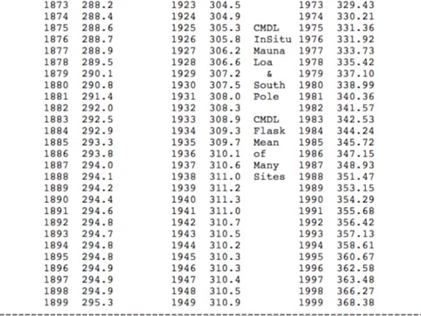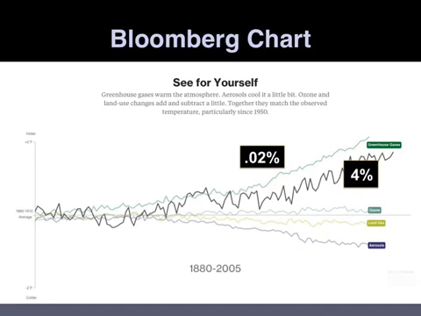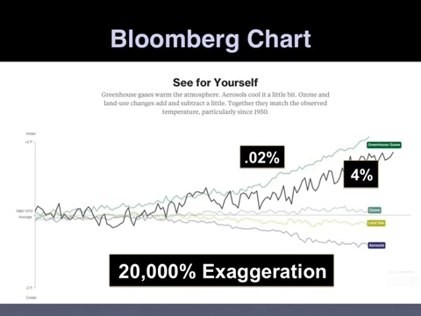So I did a little research and discovered that CO2 levels in 1880 were at 290 parts per million, and at 1999, when this chart ends, they were at 368 parts per million. Now that might sound like a big increase, but 368 parts per million is a very small number. So the greenhouse gases chart is shown at about a 0.02% scale. So in order to get these two graphs to line up, they had to exaggerate the CO2 by 20,000% more than the already exaggerated temperature chart.